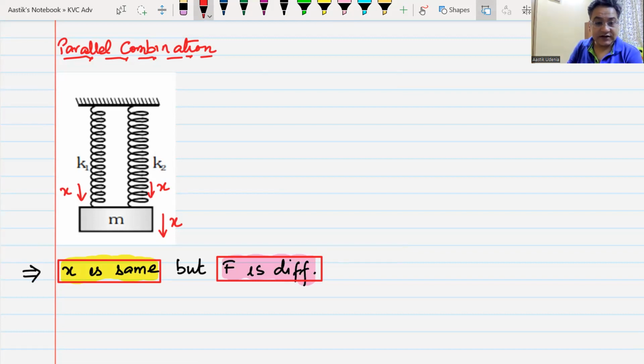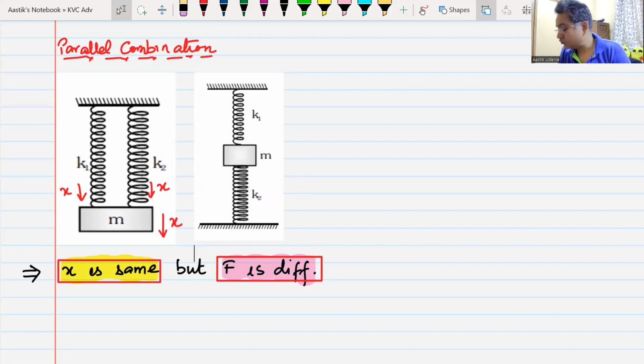Now, the springs are connected like this. What type of combination would this be? The springs are connected in this fashion. Parallel, sir. Why parallel, sir? Displacement is the same, but forces are different. Do we understand this? Anyone able to understand this? Yes, sir.